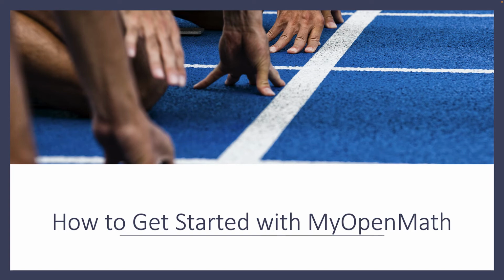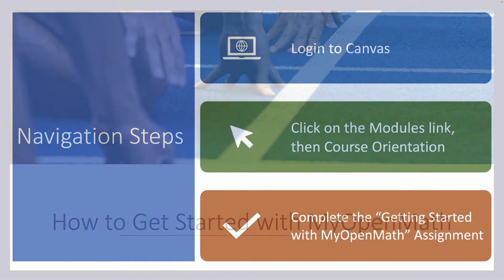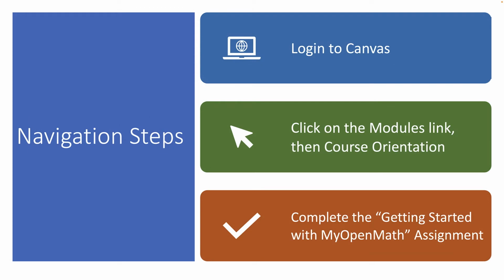Let's look at how to get started with MyOpenMath. Here are the navigation steps, and then I'll show you a short demonstration. We need to log into Canvas, click on the modules link, then navigate to the course orientation. Within the course orientation, we will find the Getting Started with MyOpenMath assignment and complete it. Let's take a look at how to do this.